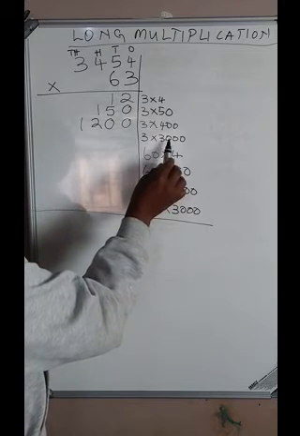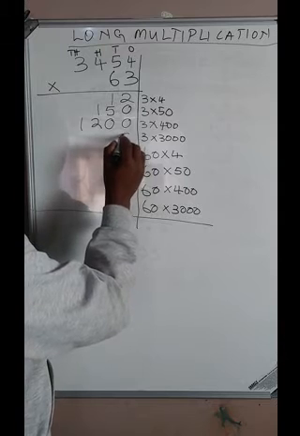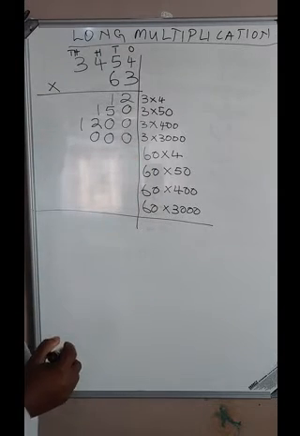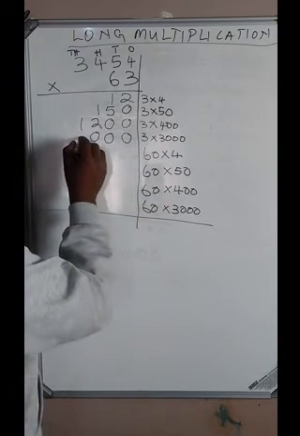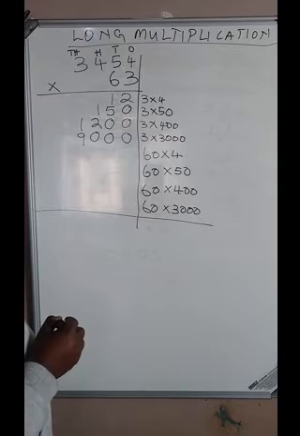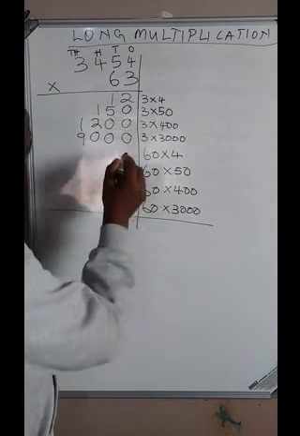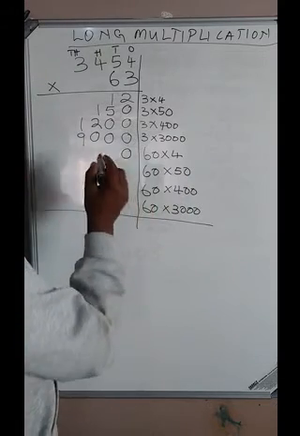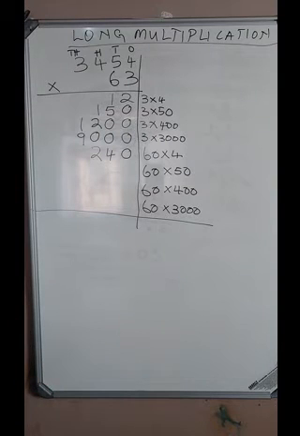There are 3 zeros here. 1, 2, 3. They will be there in the answer. And then we are left with 3 multiplied by 3, which is equal to 9. You move on to the next line. There is only 1 zero here. You just write it here. We are left with 6 times 4, which is equal to 24. Like that. You move to the next line.